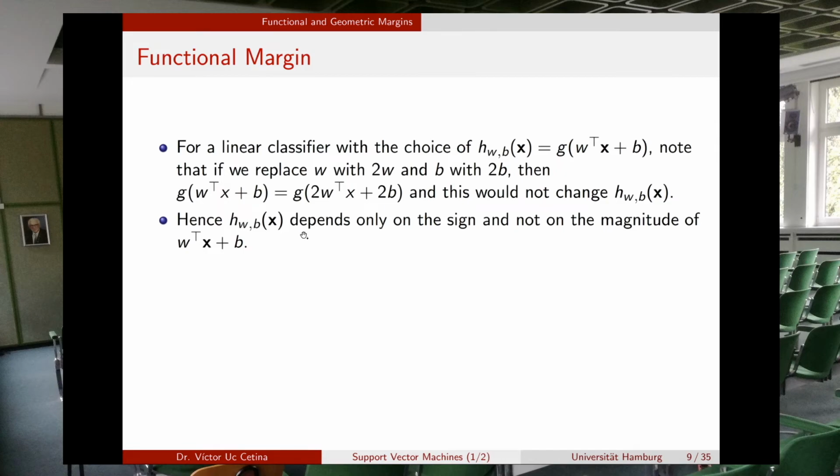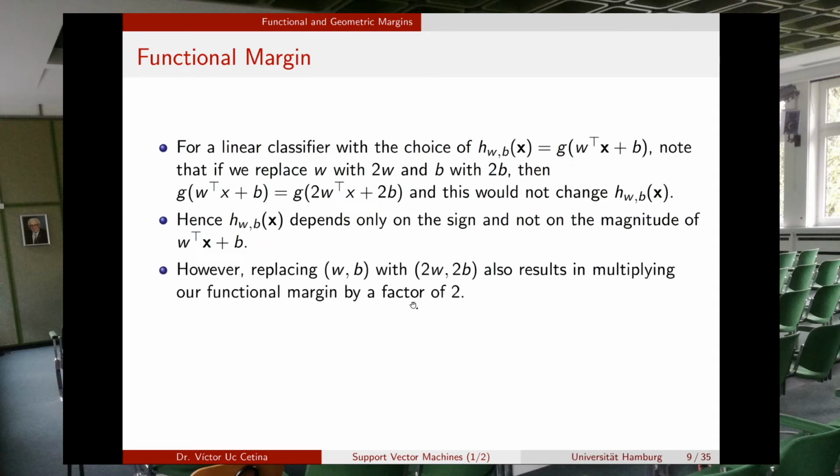The classification depends on the sign, but we're changing the magnitude of this expression. We are multiplying this expression by 2 in this case. And what we are doing then is scaling the functional margin. So we don't change the final classification, which in this case would be a positive example, but we are changing the margin. It's like we are moving the point far away from the decision boundary.